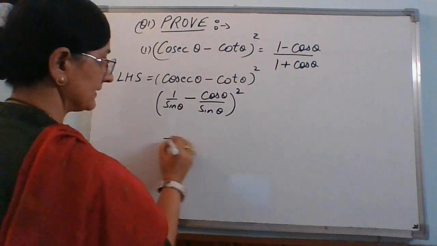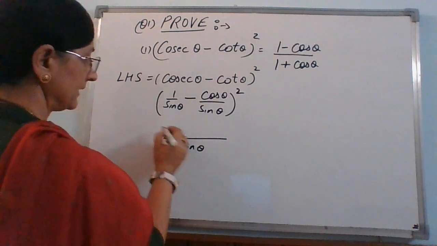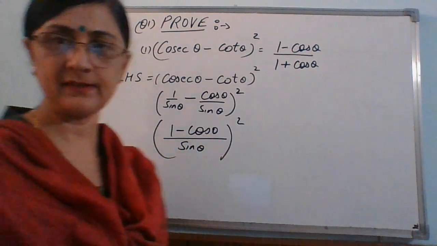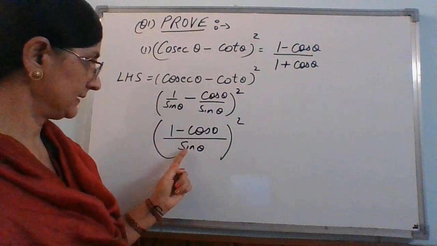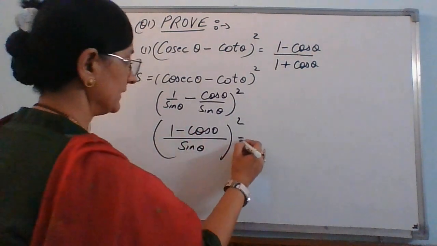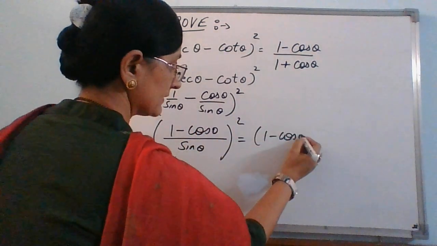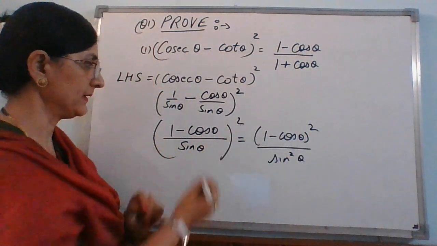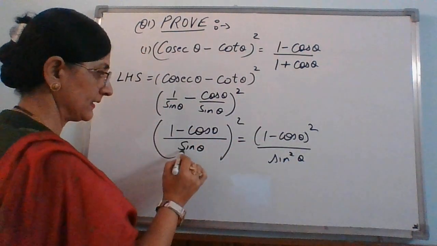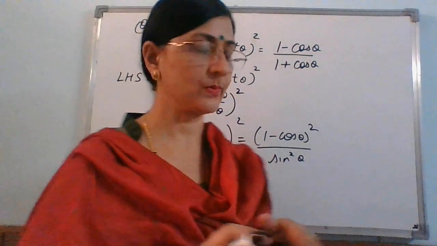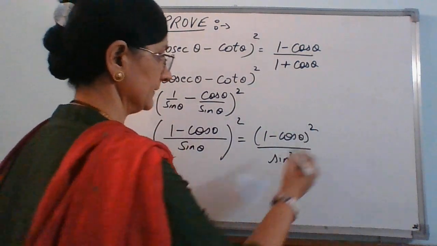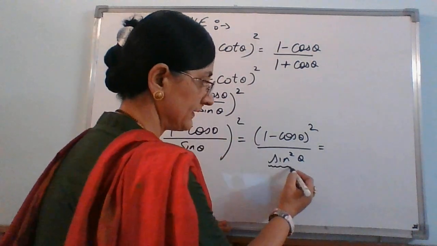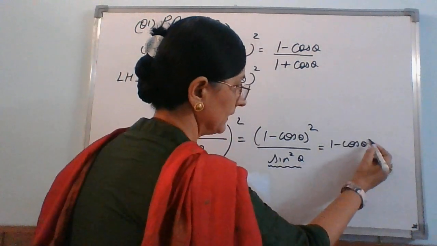Now here we can take the LCM, which is the same sine theta, and the whole square will be outside. So it remains the same here: 1 minus cos theta. The denominator is the same, and whole square. So we can write it this way: 1 minus cos theta whole square and here sine square theta. I have separated the square; I put a square on this bracket and also on the sine. Up to now it was simplification, we took the LCM. Now I am going to use the identity here.